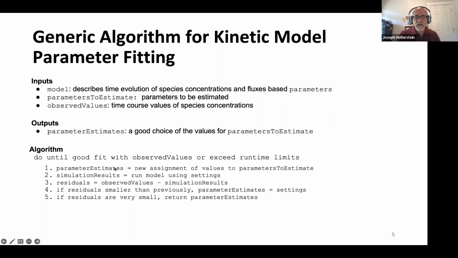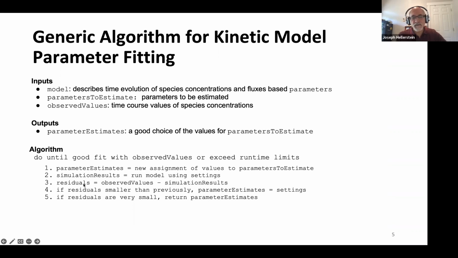Then once we have parameters, now we can do simulations. And you've just been looking at simulations in depth. Once we have simulation results, we can get down here to step 3, and we can take the difference between the observed values, that's data being supplied, remember we've got the observed values up here, and the simulation results.